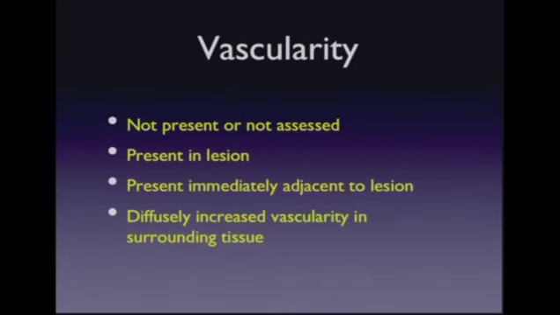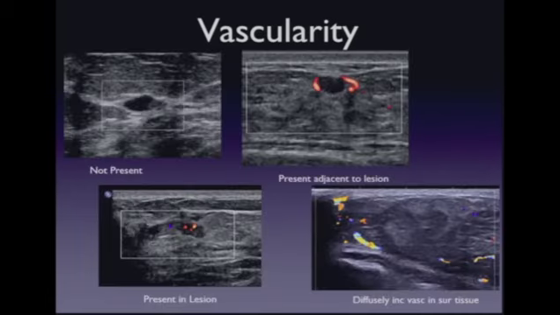We also want to assess vascularity, and there may be no vascularity present or it's not assessed. The vascularity can be present within the lesion. It can be present immediately adjacent to the lesion, or we can have diffusely increased vascularity in surrounding tissue.